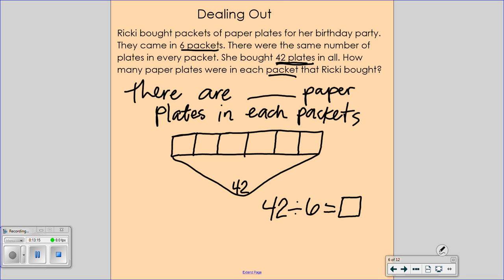Remember, the strategy I'm using is dealing out. Am I drawing 42 boxes? No, please do not draw 42 circles. Please don't draw 42 circles ever. How many groups do I have? Ella? I have 6. Underneath this, let's draw our 6 circles.